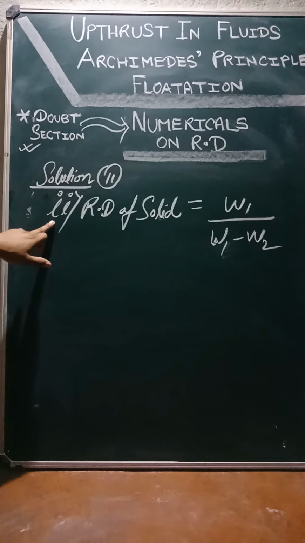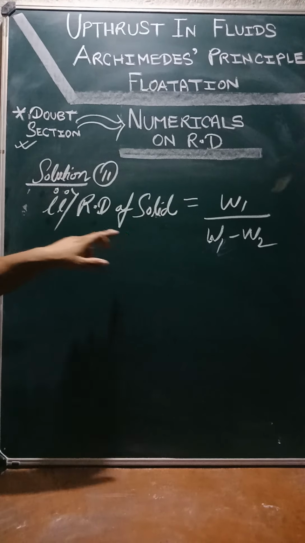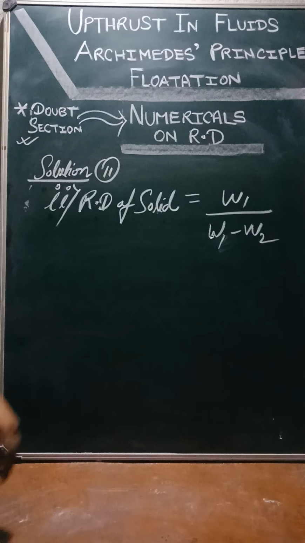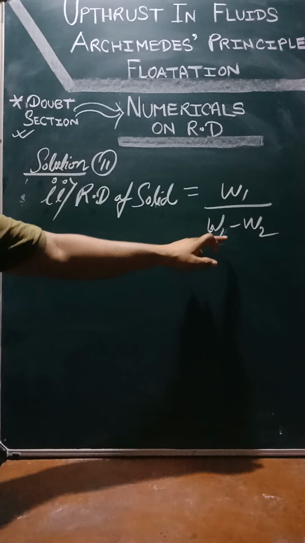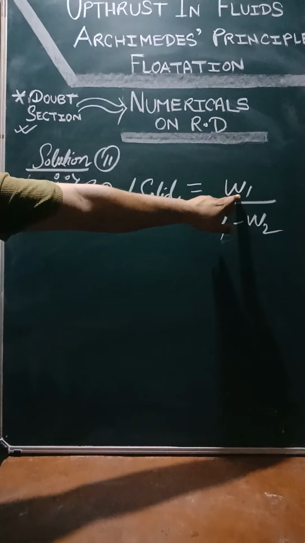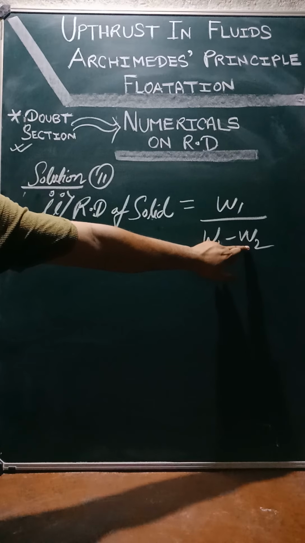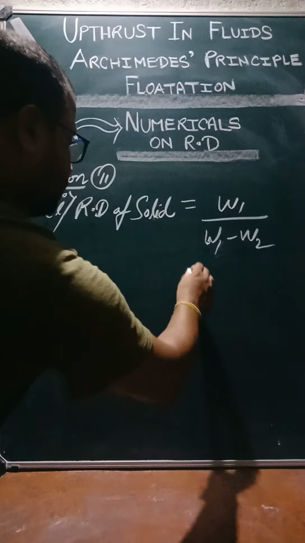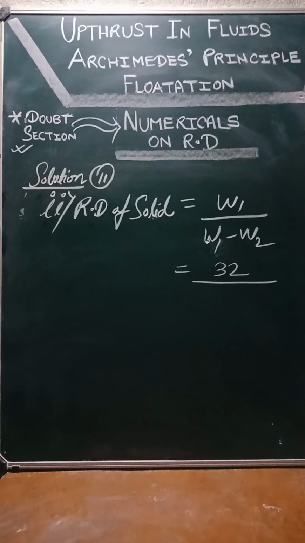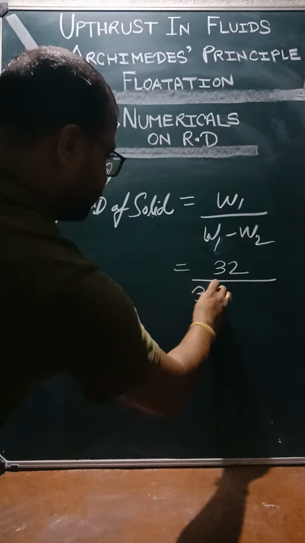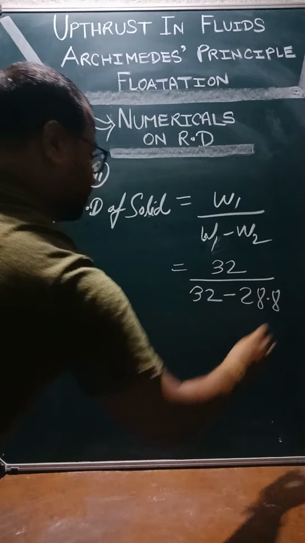So now we'll do the second part of the given question, where we'll find the relative density of the solid. The formula I have explained to you in the previous video. Relative density is equal to W1 by W1 minus W2, which means the weight of the body in air divided by weight of the body in air minus weight of the body in water. The weight of the body in air is 32 gf, again 32, and the weight of the body in water is 28.8.